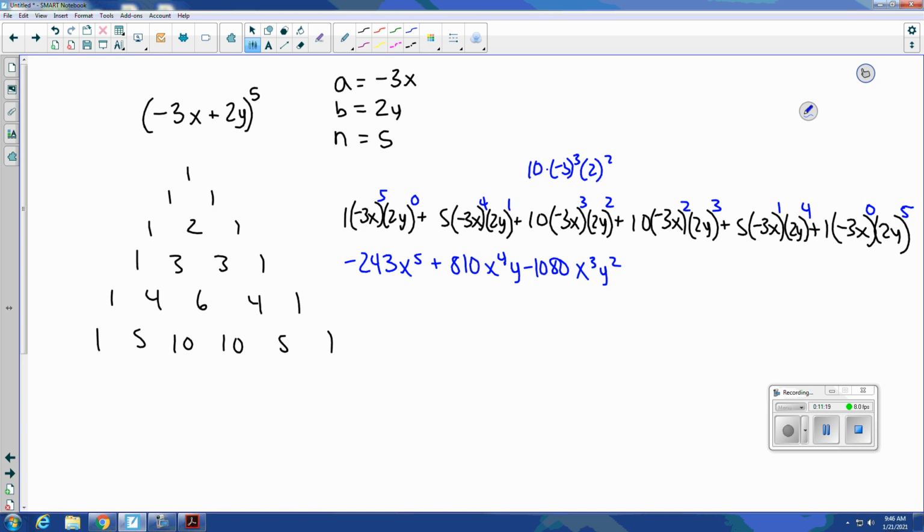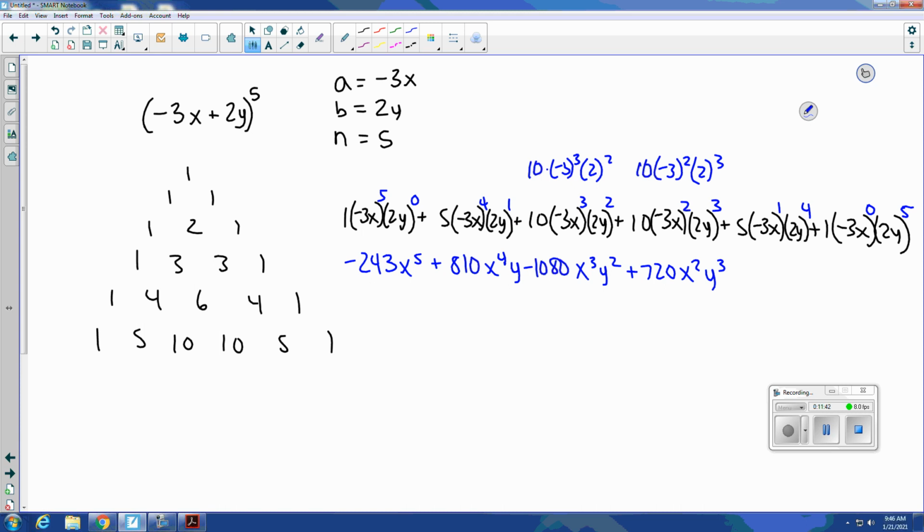The next one, to figure out the constant, we're going to do 10 times negative 3 squared times 2 to the third. So we have 9 times 8, which is 72, times 10, which is 720. So plus 720, and we're going to get x squared y to the third. So don't forget about those variables there.